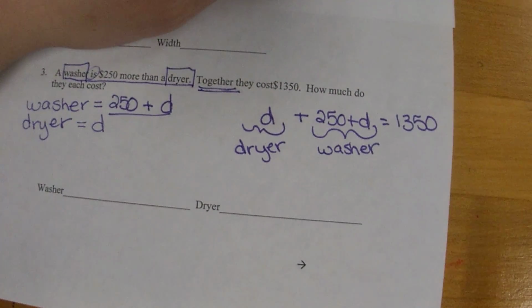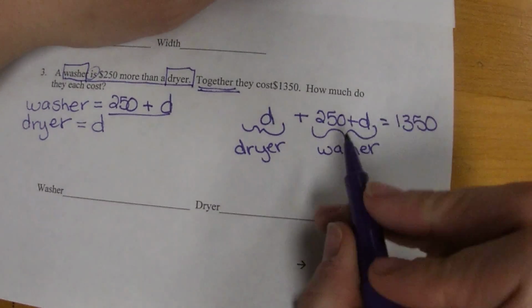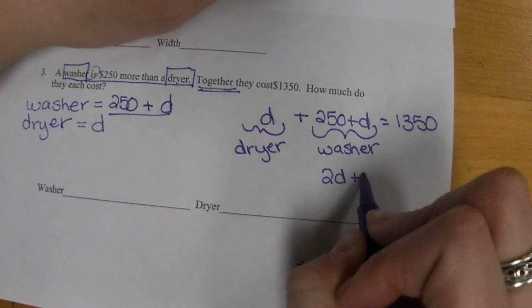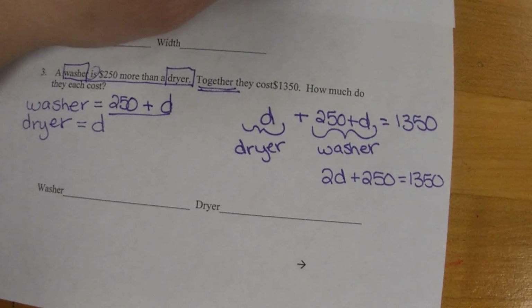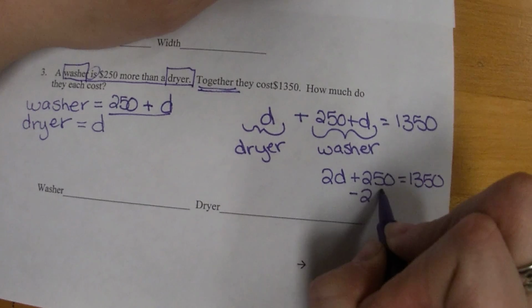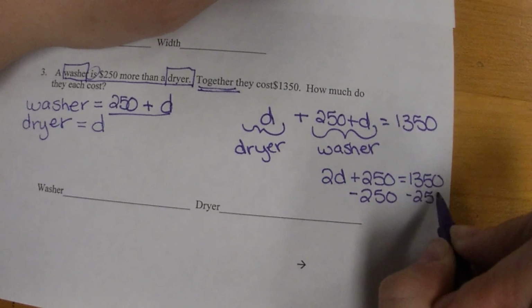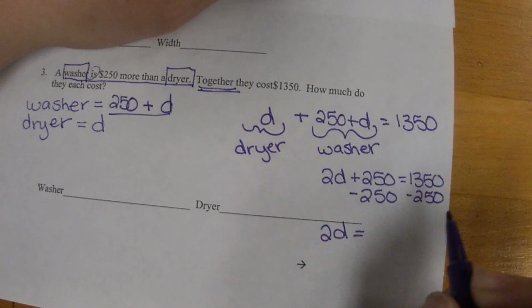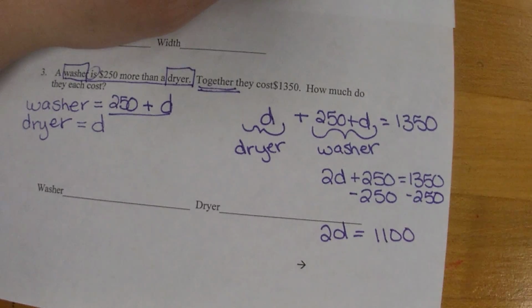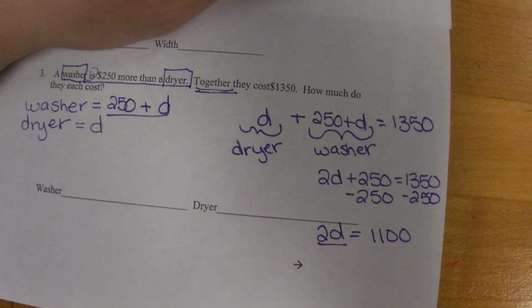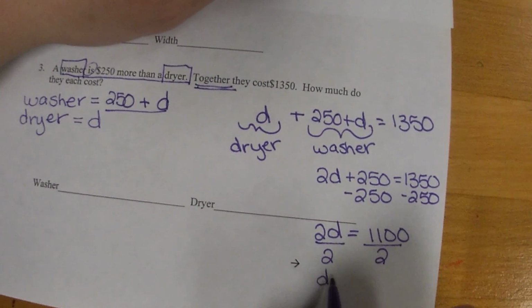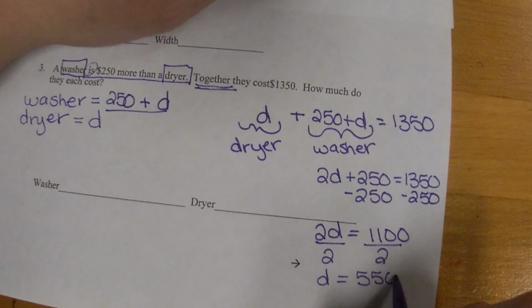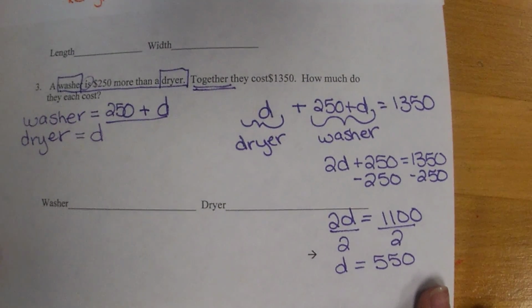Okay, so I now have like terms I can combine. They're on the same side, so I want to use the same sign. So 2D plus 250 equals 1,350. I can start solving this. So that gives me $1,100. We'll then divide, and we'll get D equals $550. Okay, now that's how much the dryer costs.